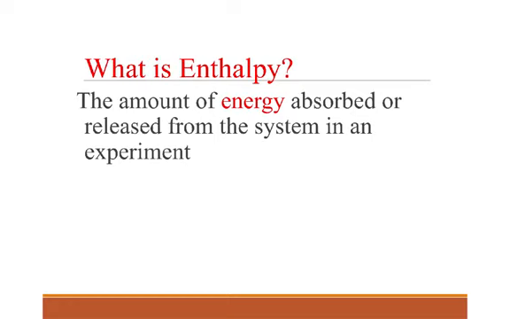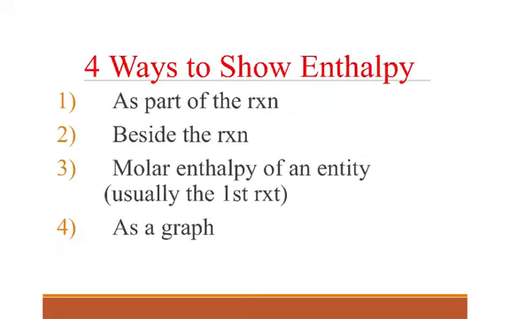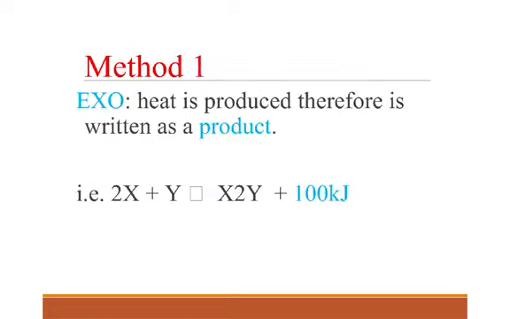So we're just going to look at 4 different ways we can represent this information. The first way is we can put it as part of the reaction. The second way we can represent it is to write it beside the reaction. The third way is we can come up with a molar enthalpy of usually the first reactant in the problem, although you could really find molar enthalpy for any of the entities. It's usually for the first reactant. And then lastly, as a graph. And we're going to see all of these 4 ways incorporated into other parts of our lessons in this particular unit.